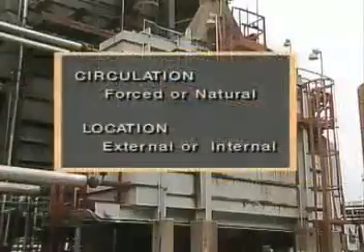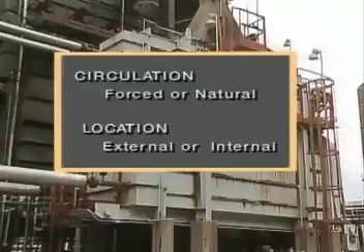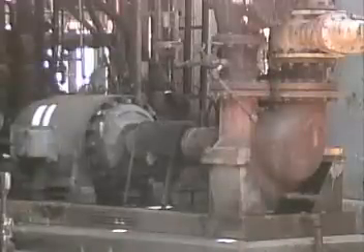Fluid circulation between the tower and the reboiler can be forced circulation or natural circulation, and a reboiler can be an external reboiler or an internal reboiler. Let's begin with a look at forced circulation systems. In a forced circulation system, a pump moves fluid between the tower and the reboiler.